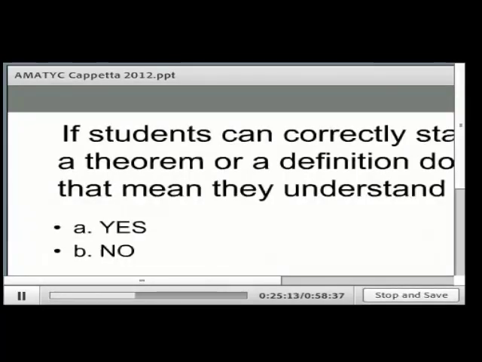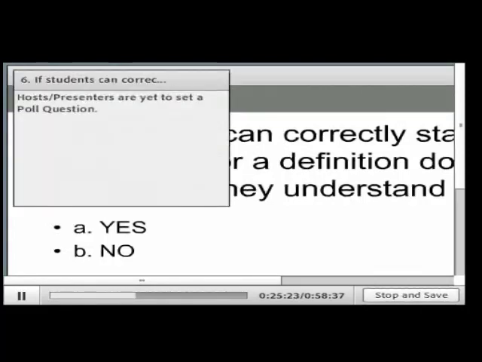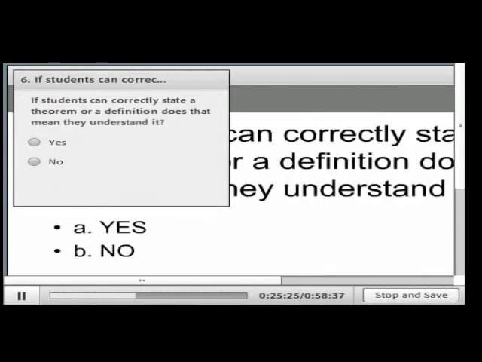So another question, another poll question. If students can correctly state a theorem or a definition, does that mean they understand it? Yes or no? What do you think? 100%. That's like the fastest poll ever. They're saying no.